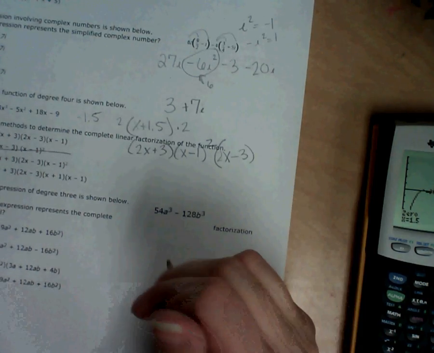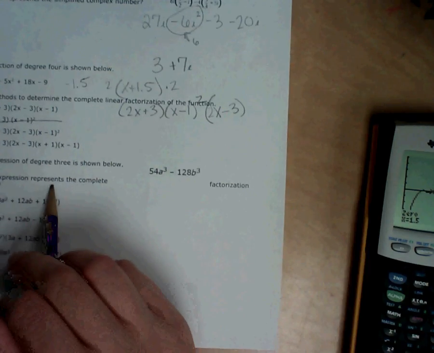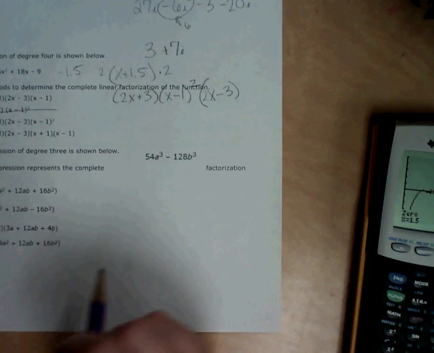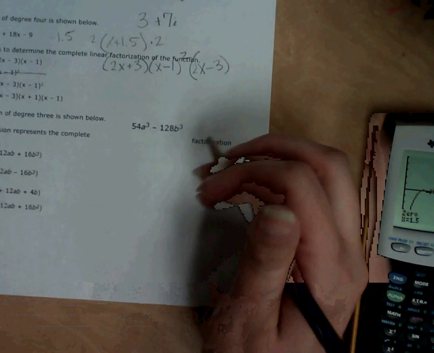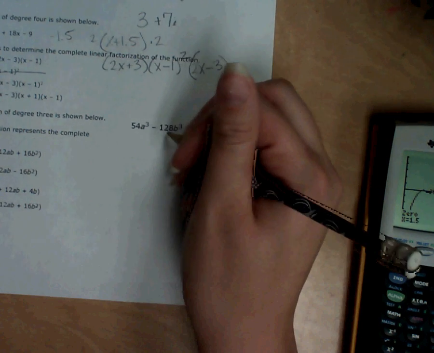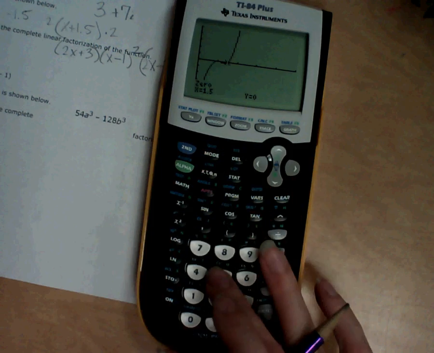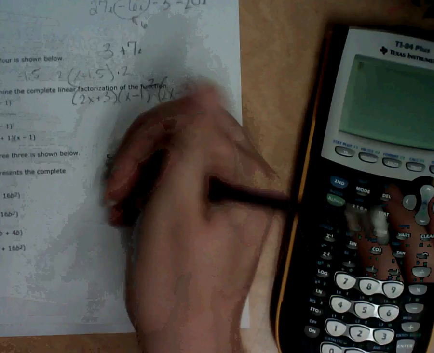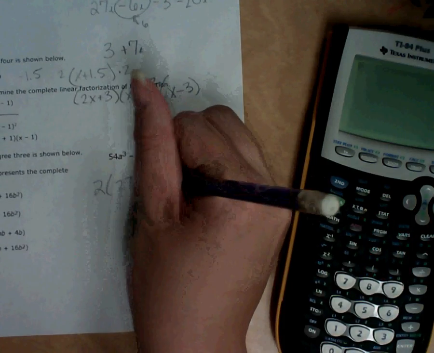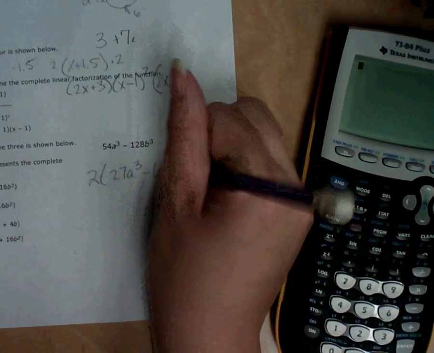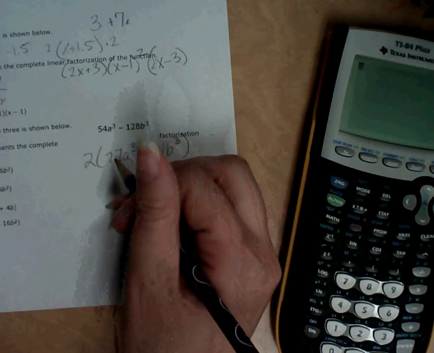A polynomial expression of degree 3 is shown below. Which algebraic expression represents a complete factorization of the polynomial? Okay, so 54 and 128 are both divisible by, hold on. They are both even, so they can both be divided by 2. So that'd be a 2 out front, 27a cubed minus 64b cubed. So this is a difference, because I'm subtracting, of cubes.